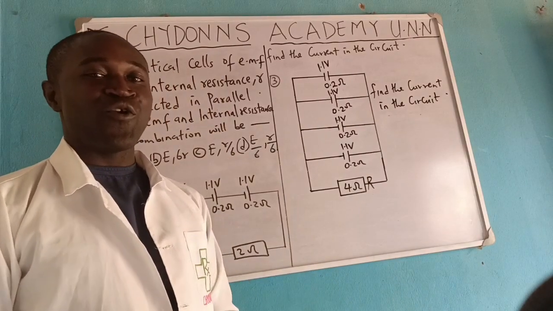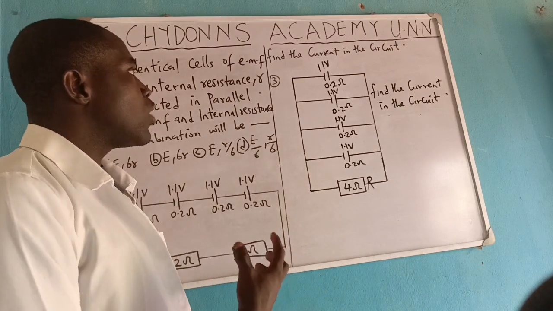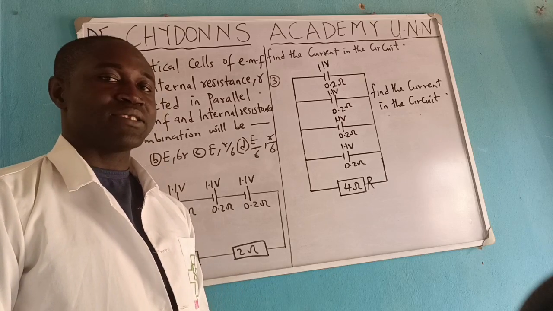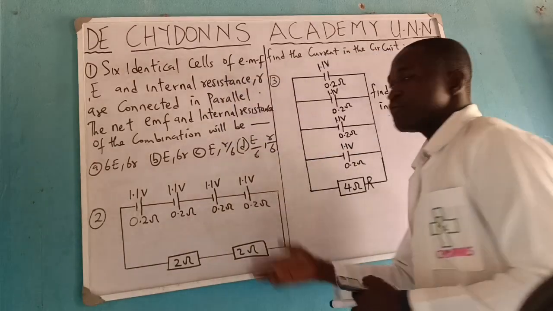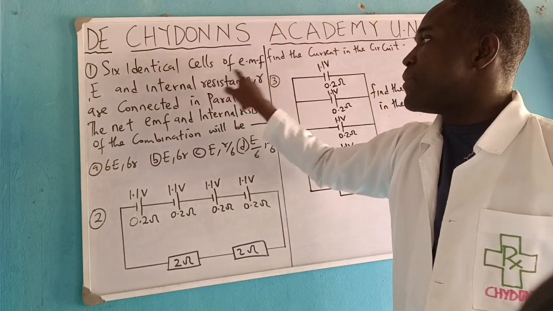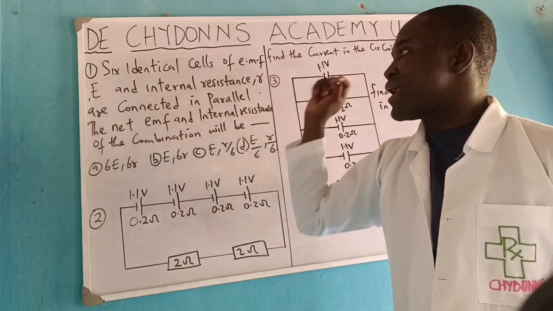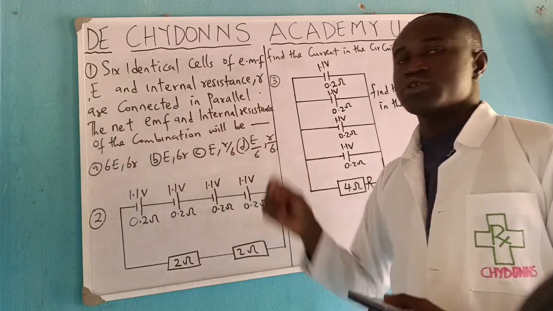In today's video, we want to see how to solve the problem we have when you have a circuit with identical cells, or identical EMF. Look at what we mean. For question number 1, 6 identical cells of EMF E and internal resistance R are connected in parallel. The net EMF and internal resistance of the combination will be what?